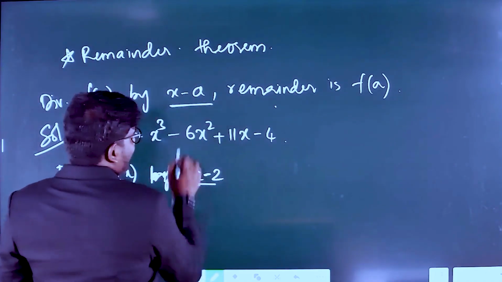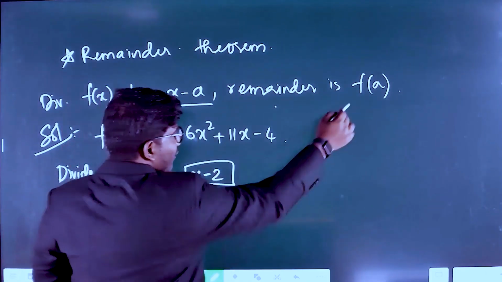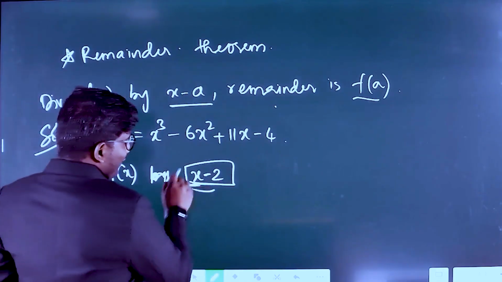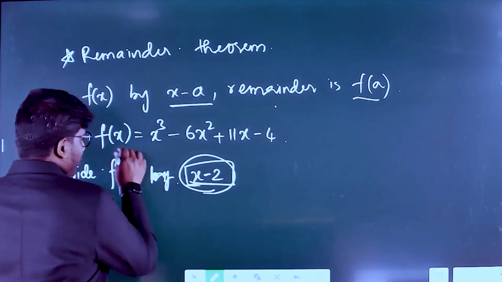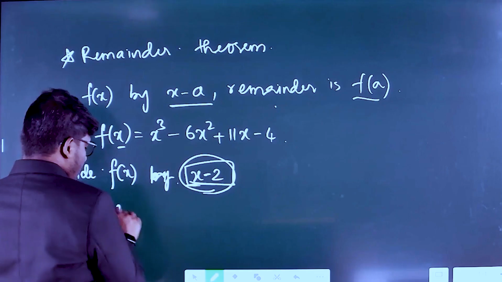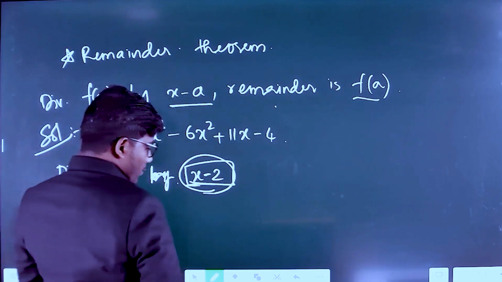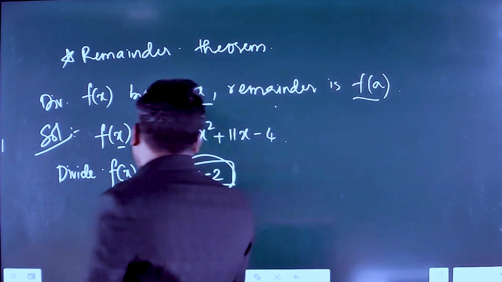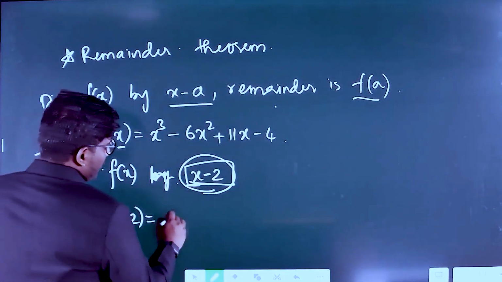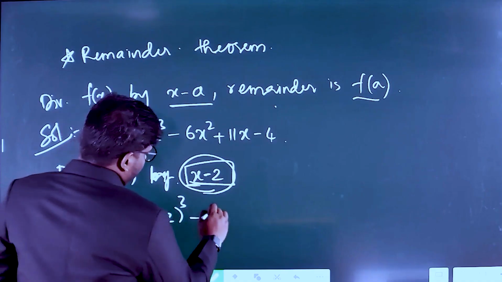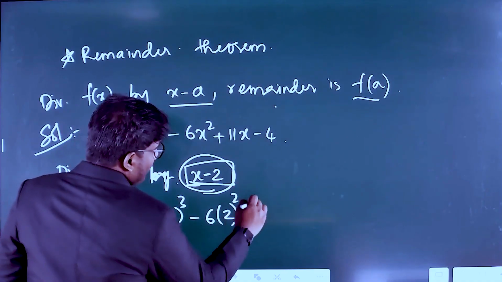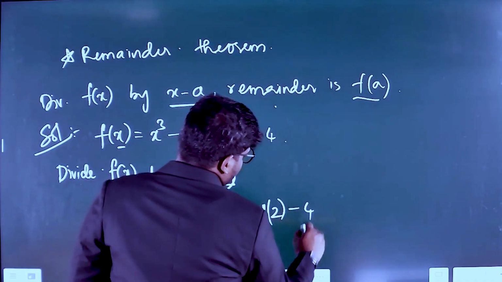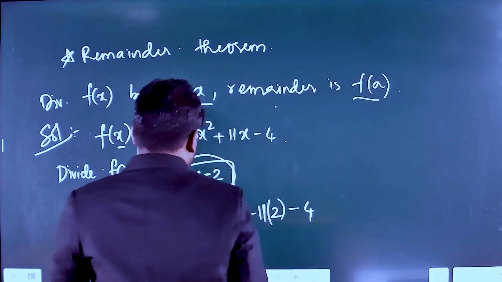When I'm dividing with x minus a, my remainder is f(a), right? In place of x, I need to put a. If I'm dividing with x minus 2, I need to put 2 in place of x. So my remainder is f(2). My remainder is f(2). And remainder f(2) will be 2 cube minus 6 into 2 square plus 11 into 2 minus 4. Right?